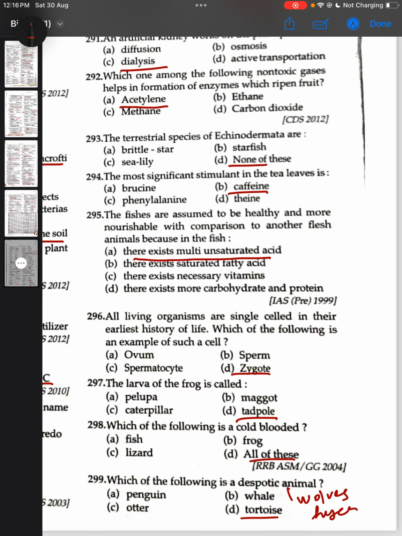So friends, we have completed all the MCQs of biology, and we have also completed all the objectives of Lucent general science. So next we will come up with some other topic. Thank you.